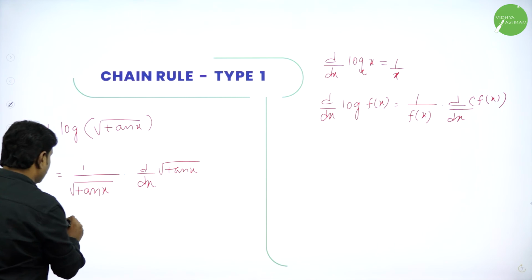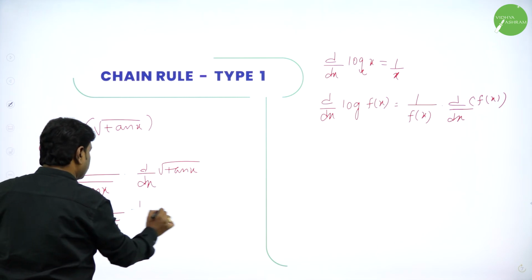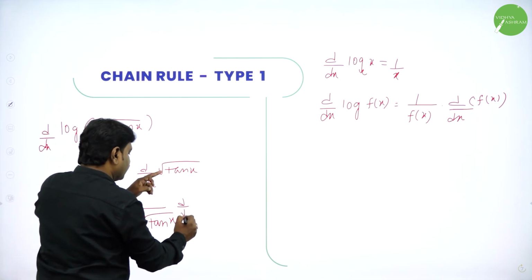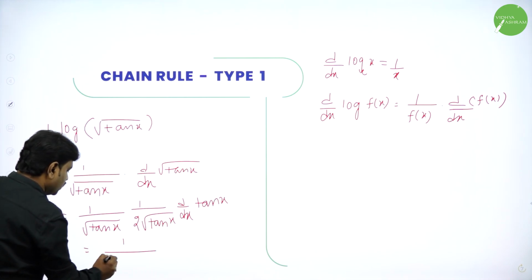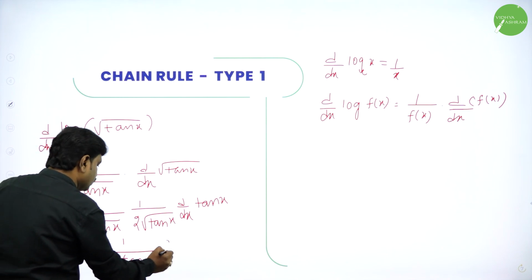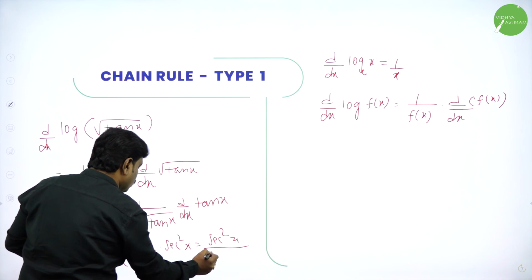That is 1 by root tan x into, all of you know it is in the form root f of x, so it will become 1 by 2 root of tan x into d by dx of the internal function, that is tan x. That is 1 divided by 2 root tan x into root tan x, which becomes root tan x the whole square, that is tan x, into secant square x. So the final answer is secant square x divided by 2 tan x.